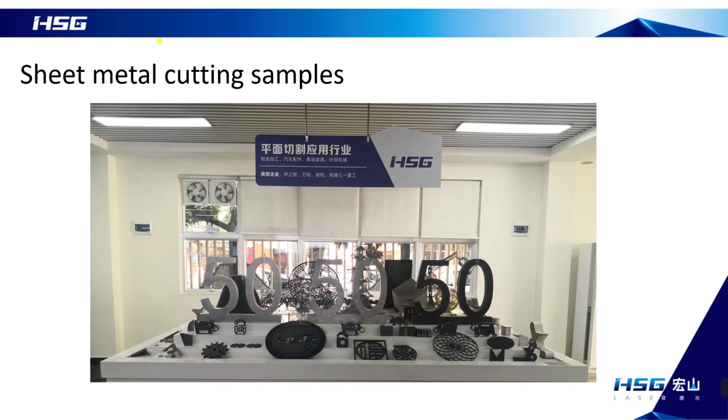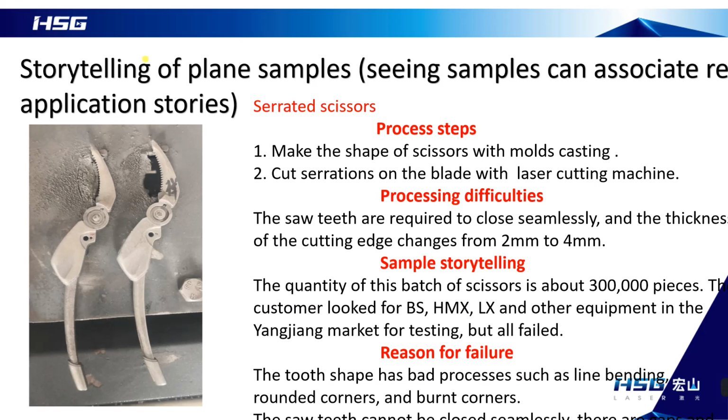What is the main point of our sample here? When we see this sample, we can think of related applications. For example, these scissors with serrated teeth. The first step is to use this mold to cast a simple shape. Then, second is to use the laser cutting tool on the edge of the blade.